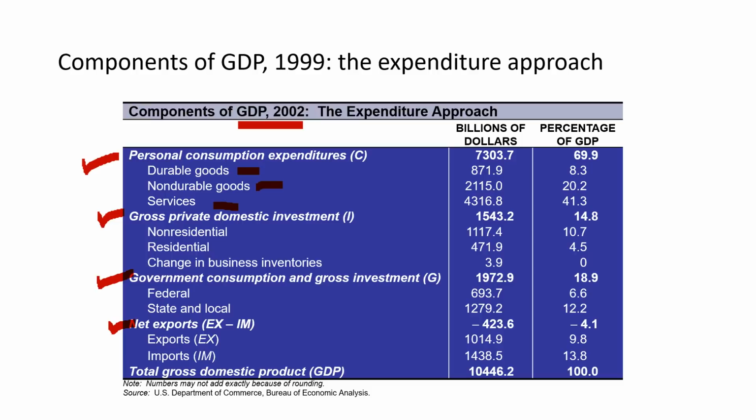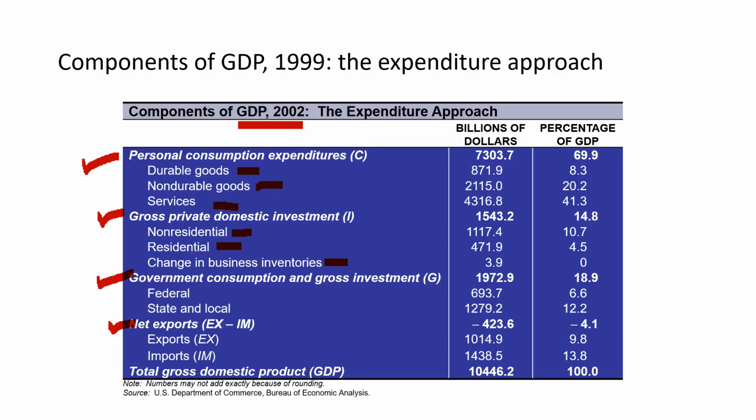The goods category includes two subcategories. Consumer durable goods are long-lasting items such as cars and washing machines, while non-durable goods are items that households or consumers use quickly, like groceries and clothing. An example of services is a haircut, car repair, and so on. Gross private domestic investment, we already discussed the three categories: non-residential, residential, and change in business inventories. Then we have government consumption, which we explained earlier, and net exports, which is basically exports minus imports.